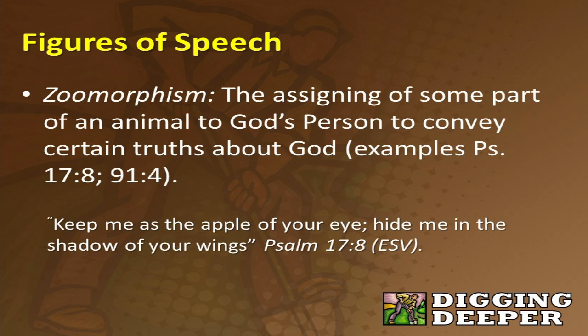And last in our list of 10 figures of speech common in Hebrew poetry is zoomorphism, and that's the assigning of some part of an animal to God's person to convey certain truths about God. So, for example, Psalm 17:8, keep me as the apple of your eye, hide me in the shadow of your wings. Well, that's it for lesson number 5, the two key elements of Hebrew poetry, parallelism and figures of speech.